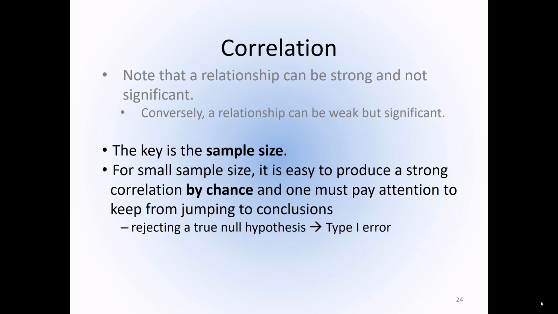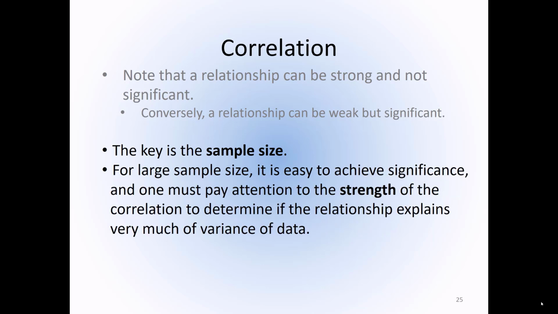Because one of the keys here is that we want to avoid type 1 error as well as type 2 error. If we think about a large sample size, oftentimes we can achieve significance because of that large sample size, but we might not have a particularly strong relationship here. And so paying attention both to the strength of the relationships as well as the significance is going to be important moving forward when we make decisions about how important that relationship is when it comes to different biological processes.